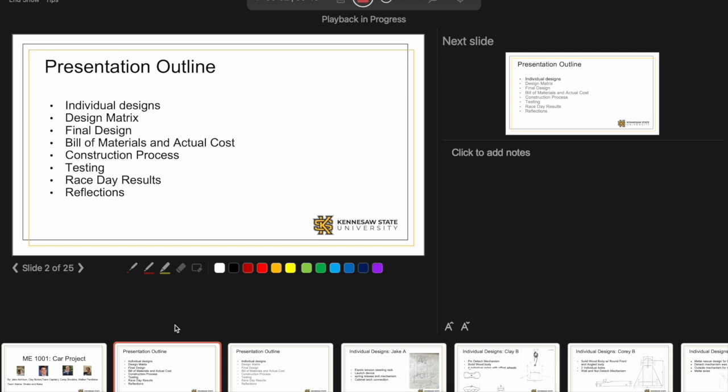So now let's look at our presentation outline. We have our individual designs, which we did separately, design matrix, final design, bill of materials and actual cost, construction process, testing, race day results, and reflections. The design matrix is basically what we had to do to prioritize some things, as I'll talk about later when we get to the design matrix.